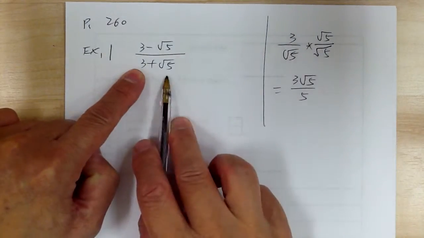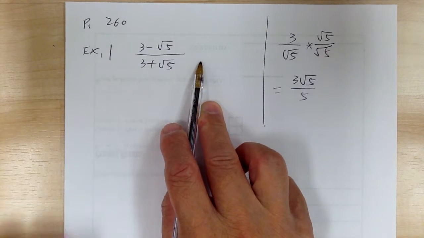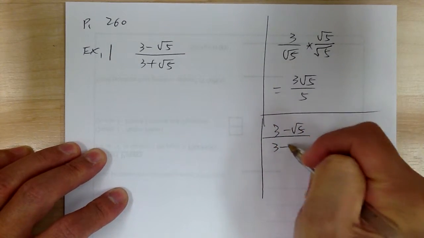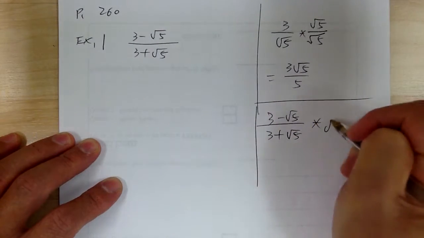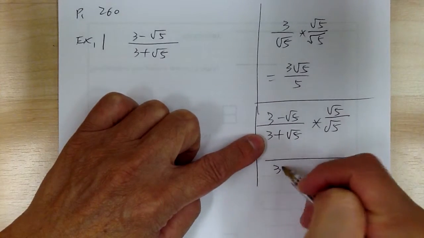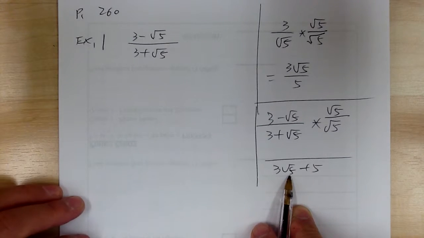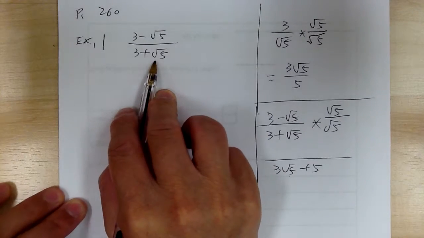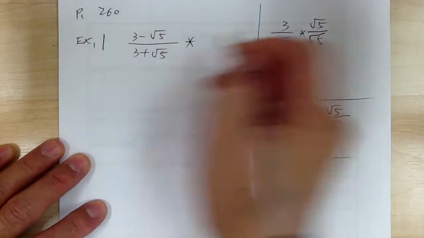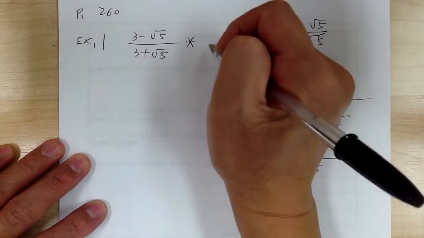But now, when you have two terms, you cannot just multiply by square root of 5 because it's not going to work. If you multiply the bottom, 3 plus square root of 5, by square root of 5, you end up with 3 square root of 5 plus 5. You're still stuck with a square root of 5. So when you have two terms, you cannot just multiply by square root of 5. If you have one term, you multiply by one term. If you have two terms, you multiply by two terms.